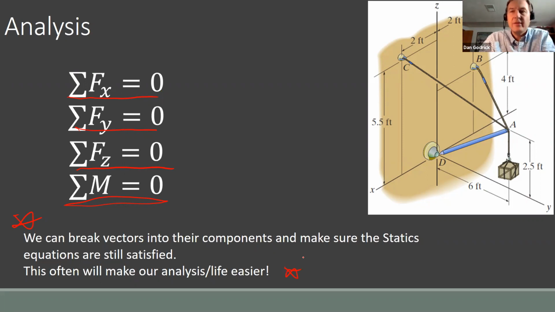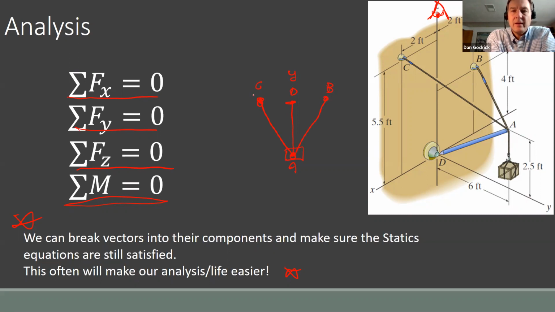We can also visualize it. So if I look from the Z-axis, what does this look like? Well, from our Z-axis, we have AD going out. So that's A, that's D, and that's right along the Y-axis here. And then we have AB and AC. And then our weight goes straight down.